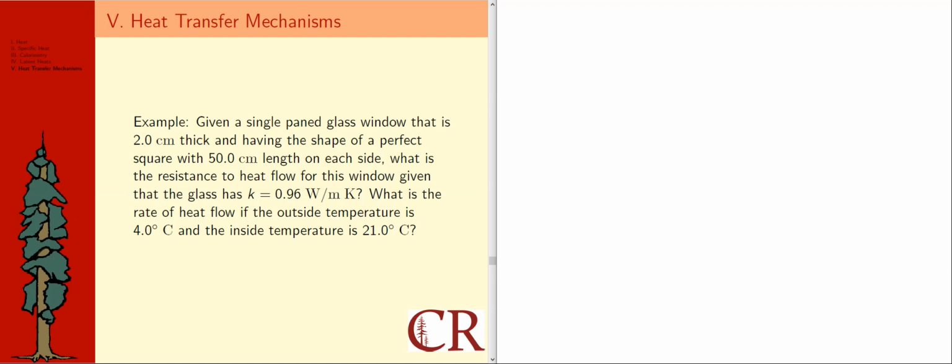Given a single paned glass window that is 2 centimeters thick and having the shape of a perfect square with 50 centimeters length on each side, what is the resistance to heat flow for this window given that the glass has a thermal conductivity of 0.96 watts per meter Kelvin? And what is the rate of heat flow if the outside temperature is 4 degrees Celsius and the inside temperature is 21 degrees Celsius?